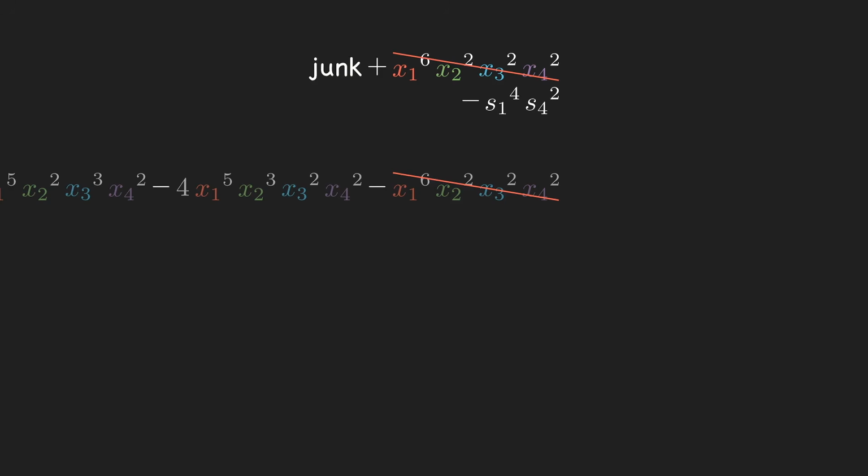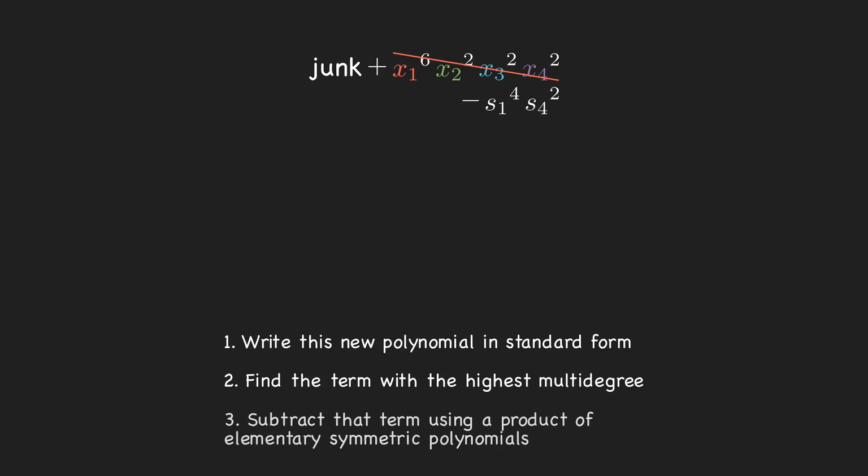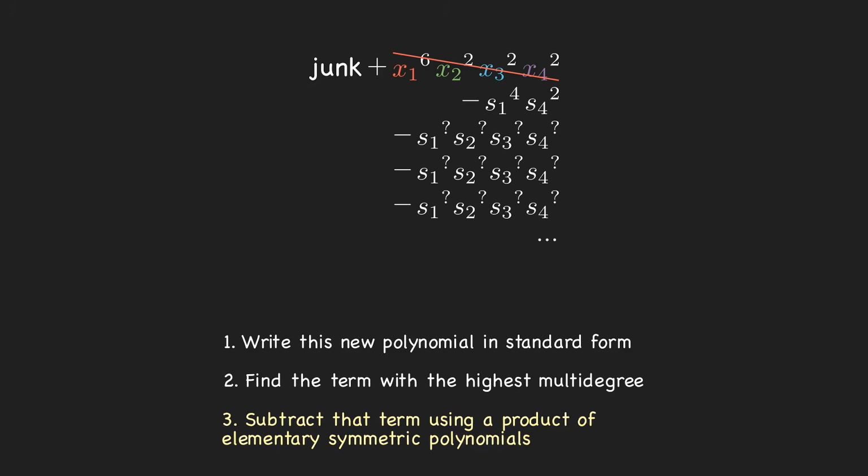And because this term had the highest multi-degree in both our original polynomial and the expansion of s1 to the 4th times s4 squared, all the terms in this new polynomial have multi-degree strictly less than 6222. We've effectively reduced the maximum multi-degree of our polynomial. So let's repeat the process. Write this new polynomial in standard form, then figure out a way to get rid of the term with highest multi-degree by subtracting off a product of elementary symmetric polynomials. Then do it again and again and again. Since the highest multi-degree is strictly decreasing at each step, eventually the only term left will be a term with multi-degree 0000, which is just a constant.